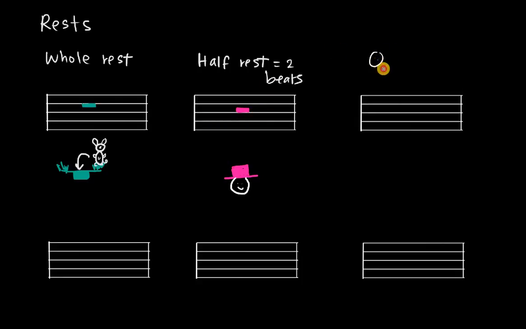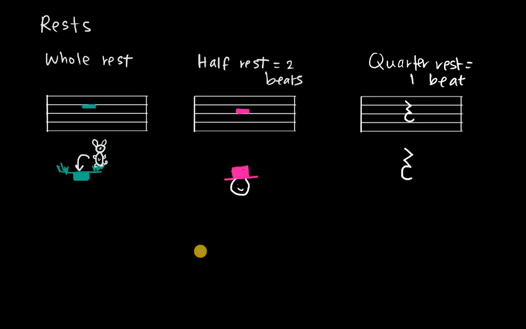And finally, we have the quarter rest, which is of course equal to 1 beat, and it looks like this. So again, the way you draw it is to the right, to the left, to the right, and a hook.